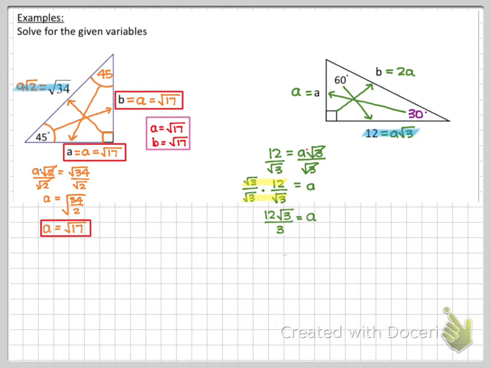Okay, I'm almost done. I think this can be simplified just a little bit further. And the more I simplify, the easier it will make my life as I go through these problems. So this 12 and this 3, neither of which are inside a square root symbol, those can be simplified.